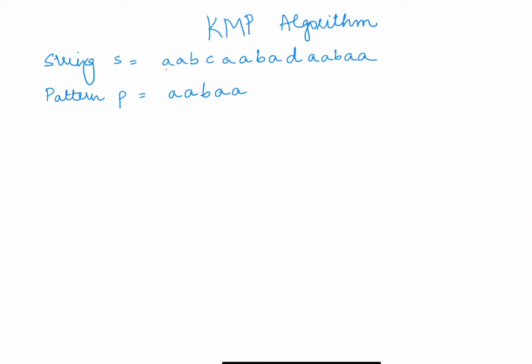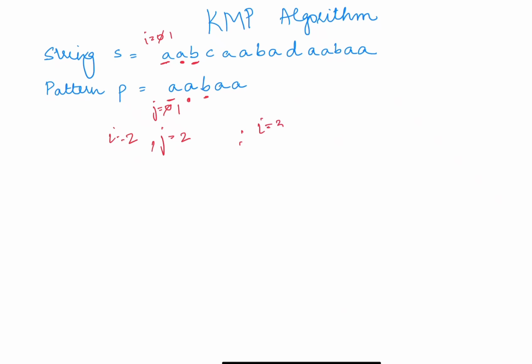So we will match the A of the string with the pattern. We are starting with I equals 0, J equals 0. Both have matched, so we increment the pointers by 1. Now string of I and pattern of J again matched, so we increment the pointer again by 1. Now I is 2 and J is also 2. String of 2 and pattern of 2 have matched. So now I becomes 3 and J also becomes 3.